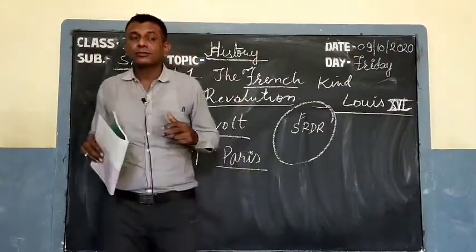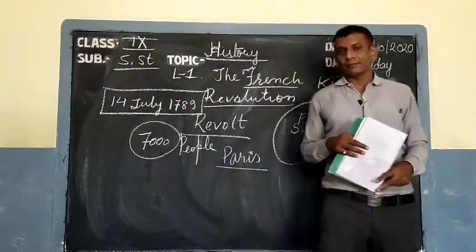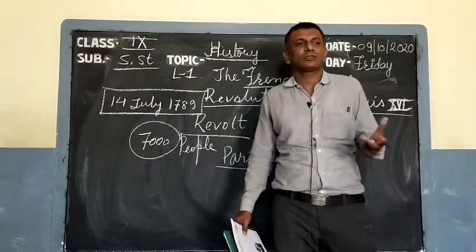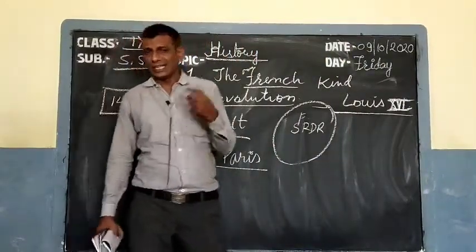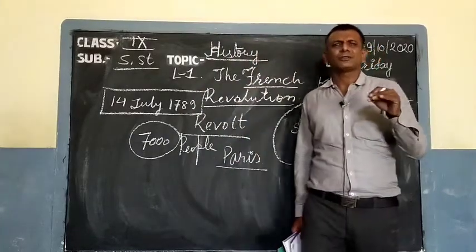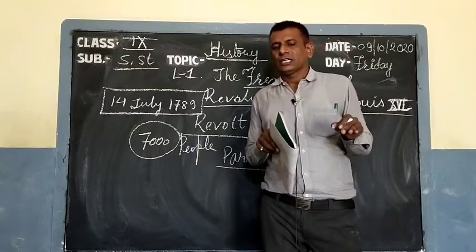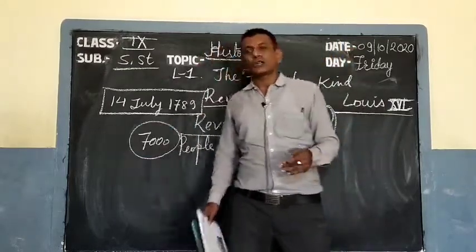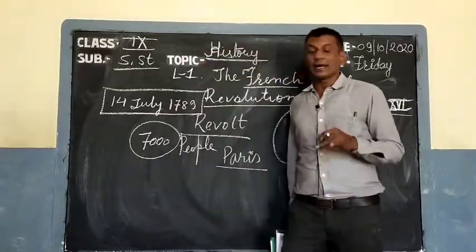the people of Paris thought that this army would attack them and they would be killed. This rumor spread. Actually, he did not send the army to kill the people. There was some type of fighting or disorder of law, so he sent the army only to control the disorder.